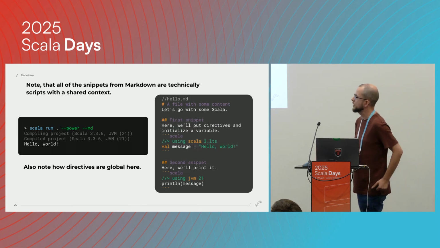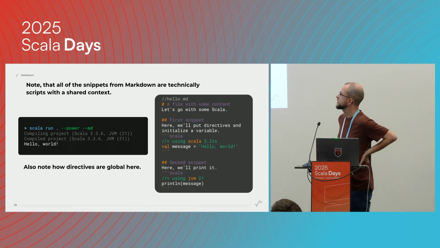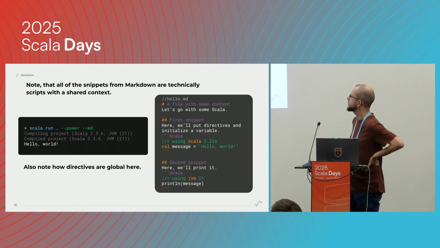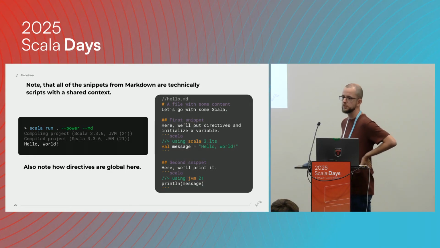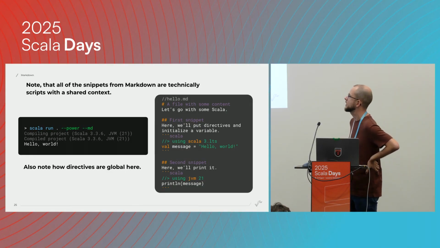Now, of course, we can read more than one snippet inside of it. We can read any number of them, and they will be executed sequentially, and they will share the context along with it. And at the beginning of each of them, you can put directives as if you would in separate files in a Scala CLI project.